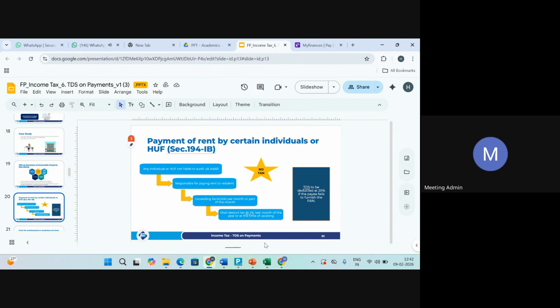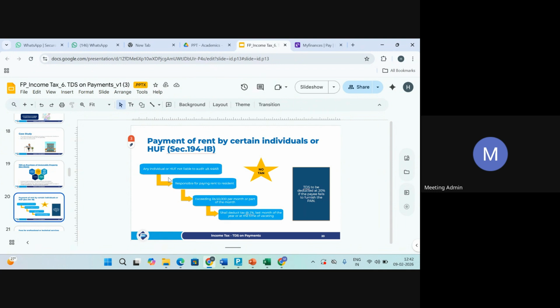Okay, fine. Next, we have payment of rent by certain individuals or Hindu undivided family. If they are not dealing with a company, and are acting alone, or dealing with entrepreneurs, then in that situation, what will be the section? You can see that it is section 194-IB.